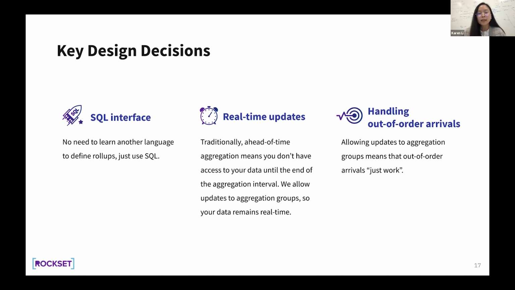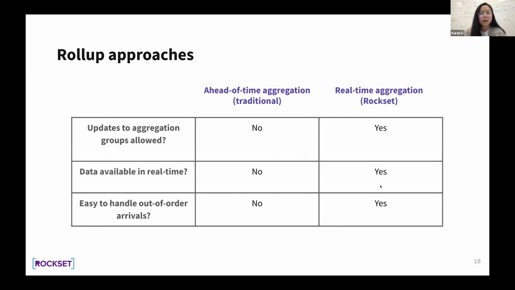And this allows you to query your Rollup collection in real time and see the results as the aggregations are happening. So this brings us to our third point of handling out of order arrivals. Because we do allow updates to aggregation groups, handling out of order arrivals just works. This information on this slide is a bit redundant, but basically we're just going to reiterate that with the real-time aggregation that Rockset provides, you're able to update your aggregation groups, which allows you to have your data be available in real time, and we can trivially handle out of order arrivals.